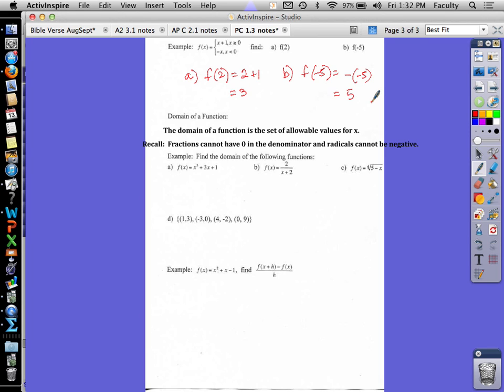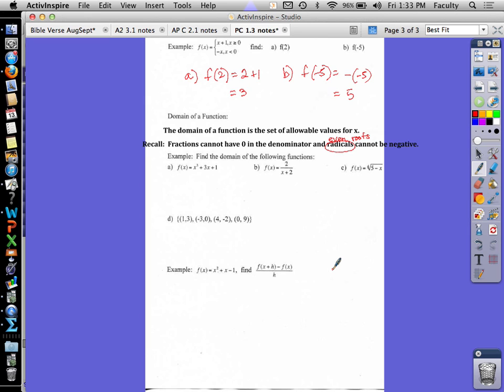All right, domain of a function. The domain of a function is the set of allowable values for x. Recall, fractions cannot have 0 in the denominator, and let's change radicals to even roots. Even roots cannot be negative underneath. Because really, if it were a cube root, I can do cube root of negative 8, cube root of negative 64, cube root of negative 27.